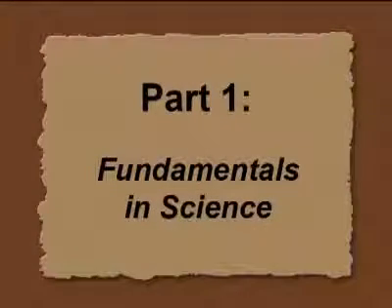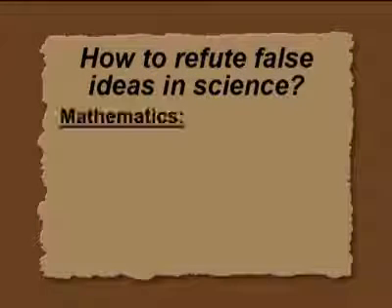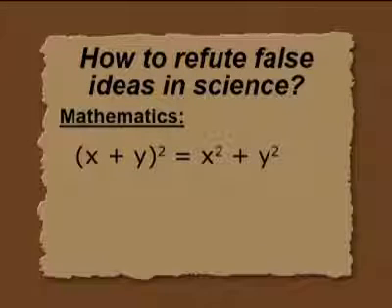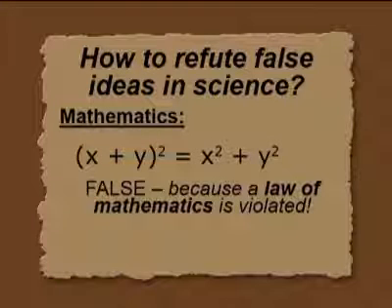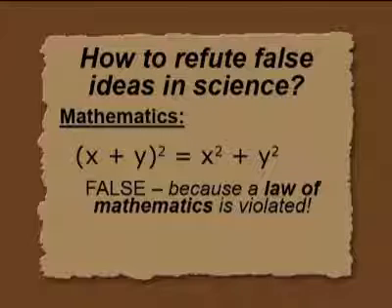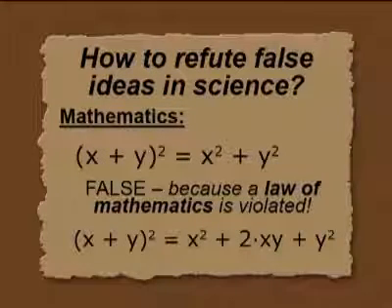Part 1, Fundamentals in Science. How to refute false ideas in science. Let me start with an example in mathematics. You see there is an equation and you see the equation is false because a law of mathematics is violated. And you see the other equation which is right. That is very important in science, that we find what is the wrong situation and what is the right situation.